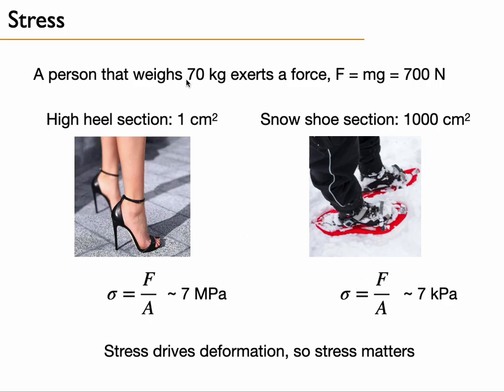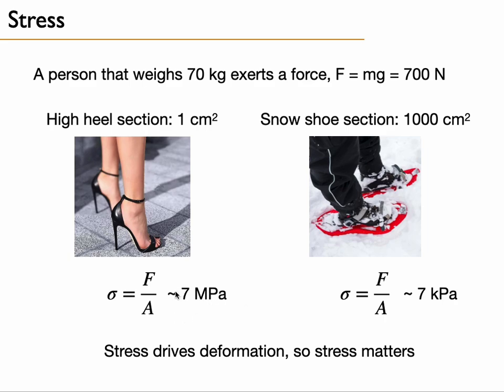So, stress is force divided by area in both cases. Now, one of the shoes has a high heel section of 1 square centimeter, while the snowshoes here have a section of 1000 square centimeters. The difference is, of course, 3 orders of magnitude here. So the person with high heels would exert a stress of 7 megapascal, while a person with snowshoes will exert a stress of 7 kilopascal. So this is 3 orders of magnitude difference. And this is very important. This is a fairly huge number here.